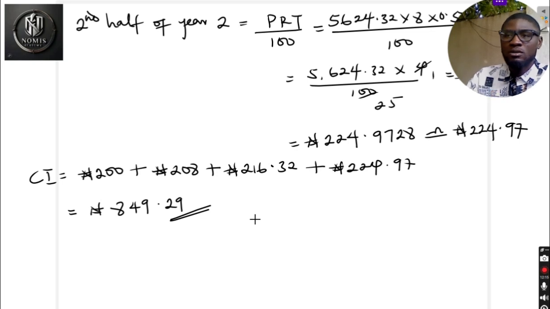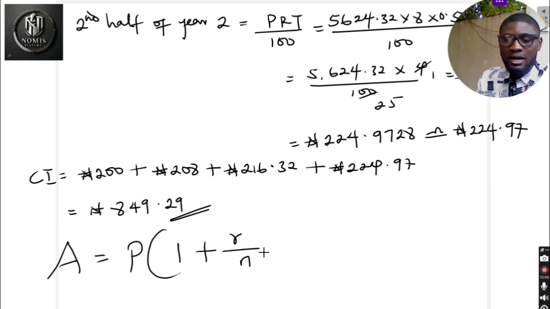Now, there is an all-encompassing formula that we can use instead of calculating them one after the other. What if we have to calculate for 10 years, 15 years, 20 years, 30 years, or 50 years or more? How do we get it? Do we have to take them one after the other? No, that is why there is this all-encompassing formula. It says A equals P open bracket 1 plus R all over N close bracket to the power of NT.